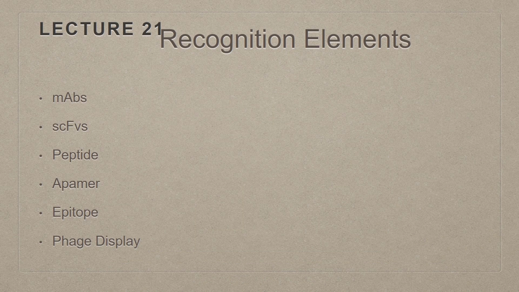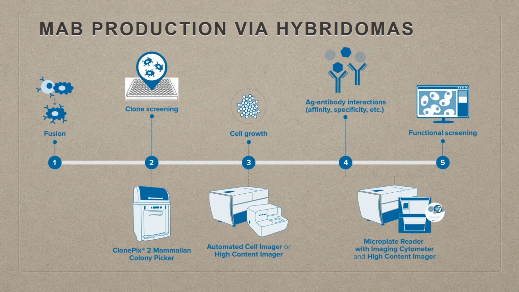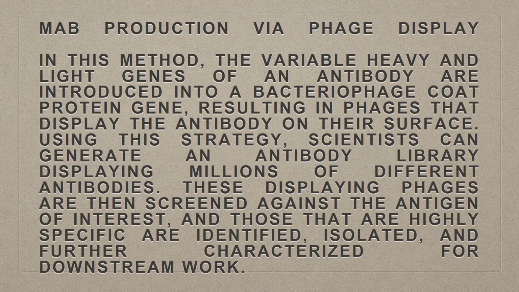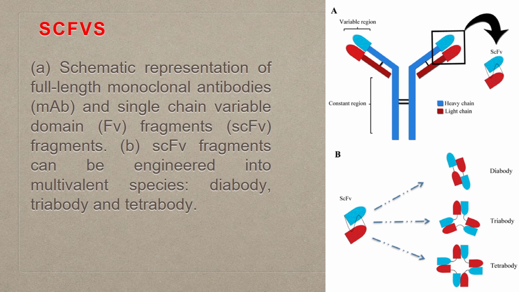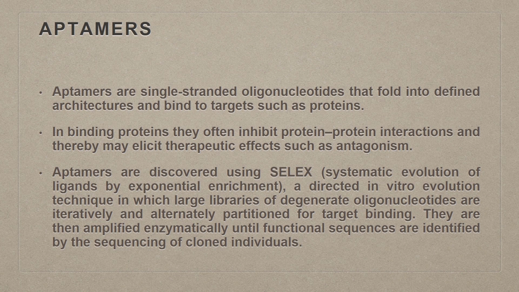Then we talked about the recognition elements: monoclonal antibodies, peptides, aptamers, epitopes, and phage display, and monoclonal versus polyclonal antibodies. Then we talked about the production of monoclonal antibodies via the hybridoma technique and via the phage display technique. These are the two major techniques we talked about. Then we talked about the smaller elements of the antibodies, the single chain variable domain. Then we talked about aptamers, then the phage display.